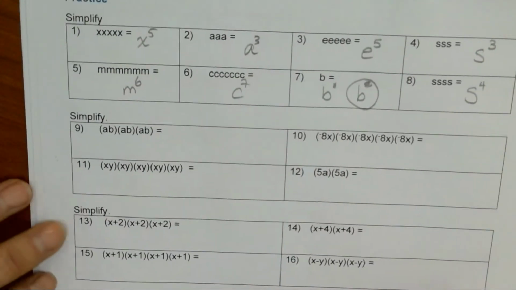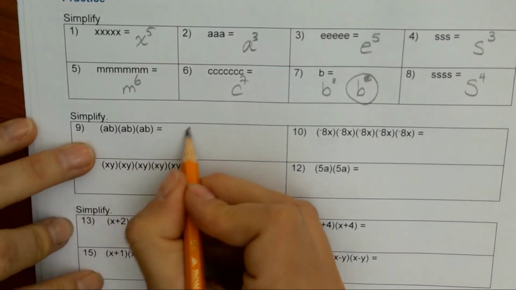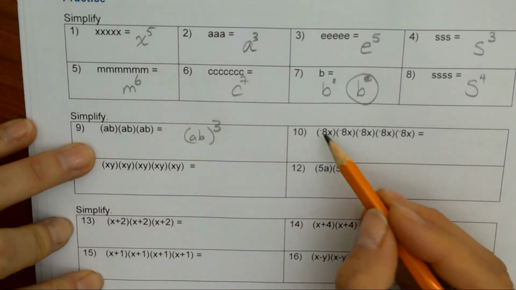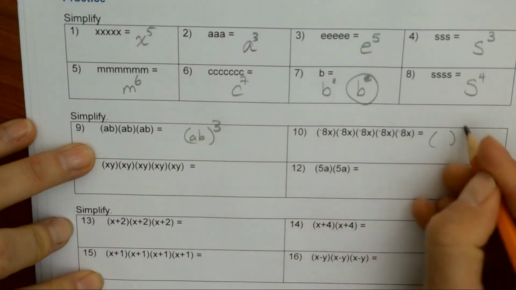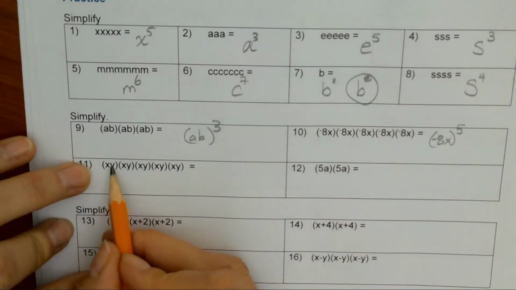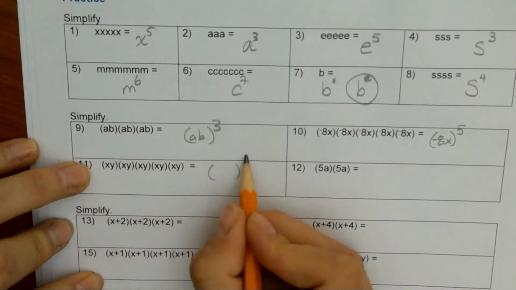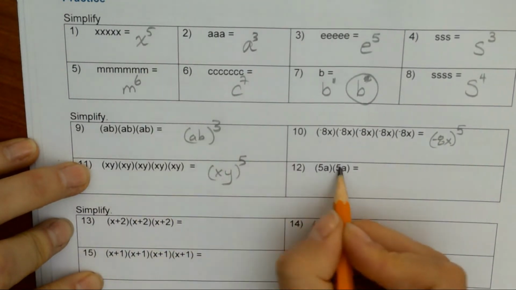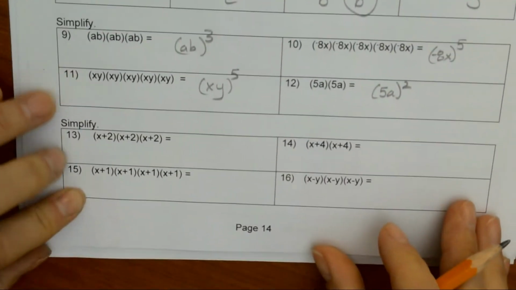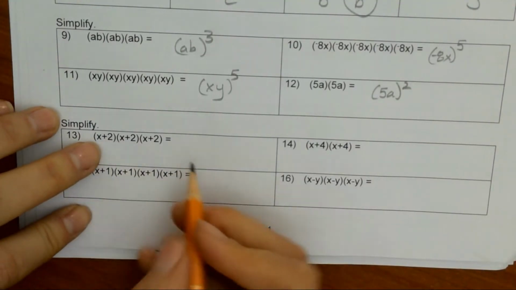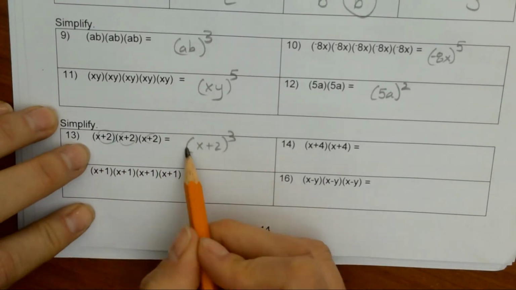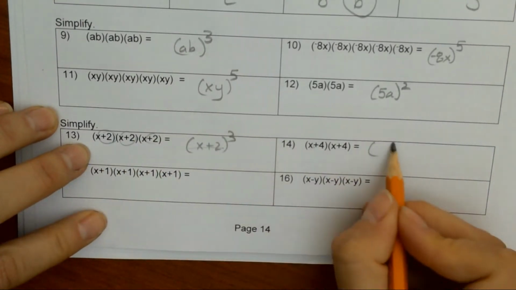So here, how many brackets do I have? I have 3. And just write the stuff inside the bracket. How many brackets? 1, 2, 3, 4, 5. I have 5 sets of brackets that are exactly the same, so just write it. And here I only have 2. Okay. It doesn't matter what's inside the bracket. How many brackets do I have the same? 1, 2, 3. So this to the power of 3. This to the power of 2.